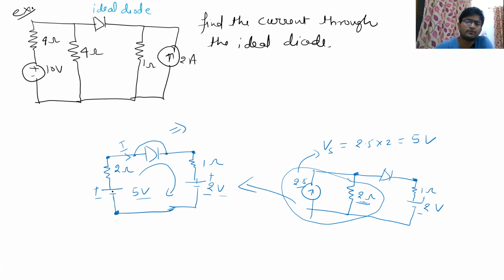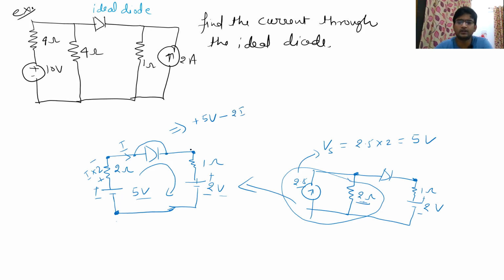So from here, if we start, we will have plus 5 volt. Since this current is flowing, and when the current flows through a resistor there is a voltage drop, what will the value of the voltage drop be? The current I multiplied by 2 ohm. So it will be minus, since it is dropping from plus to minus, we will take the minus sign. So it will be minus 2I.